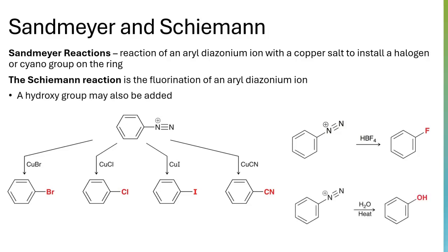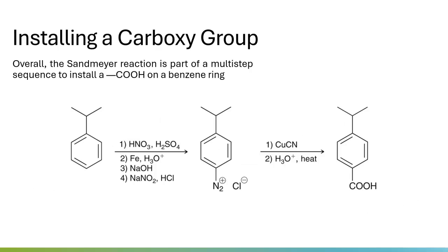Installing a carboxy group. Overall, the Sandmeyer reaction is part of a multi-step sequence of installing a COOH onto a benzene ring. These are the different steps. The first four will result in the N2+ species being added. Then this is followed by the addition of copper cyanide, followed by acidification and heat to get the COOH.